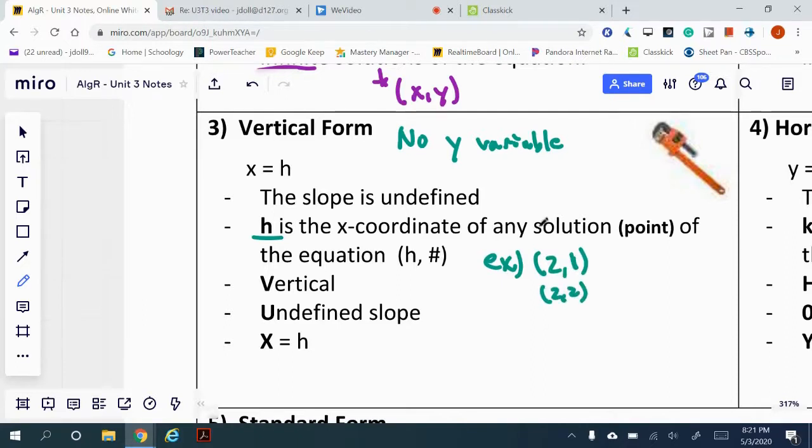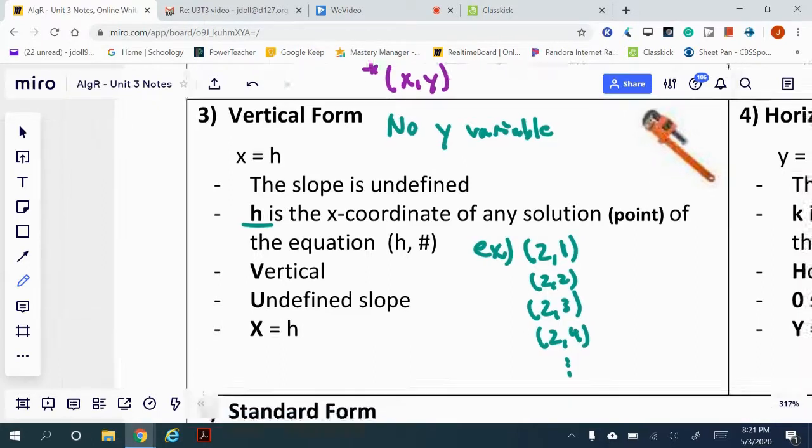well, then it will also be the x coordinate 2, 2. It'll be the x coordinate 2, 3. That's not even the number 2. That's not a number at all. 2, 4. And so forth. All right. Every ordered pair of a vertical line will have the same x coordinate, which we call h.